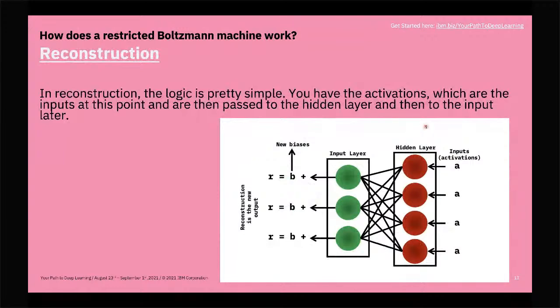Reconstruction has a very simple and straightforward logic. You have the activations, which are the inputs at this point, and then pass to the hidden layer and then to the input layer. After this, obviously the new biases are obtained and the reconstruction is the new output. Again, when we do the hands-on, it will be more clear what's going on, and Fawaz is going to explain that in detail.